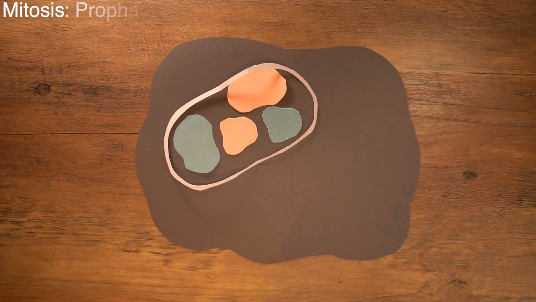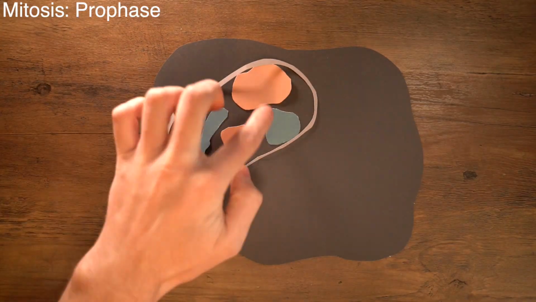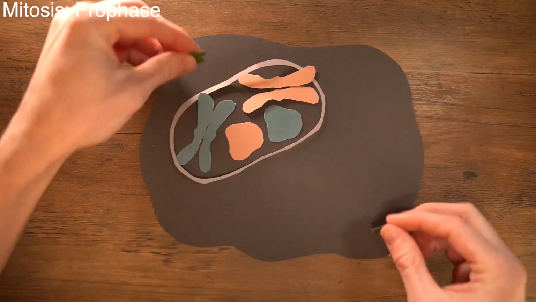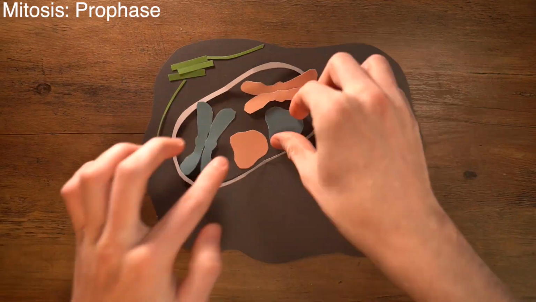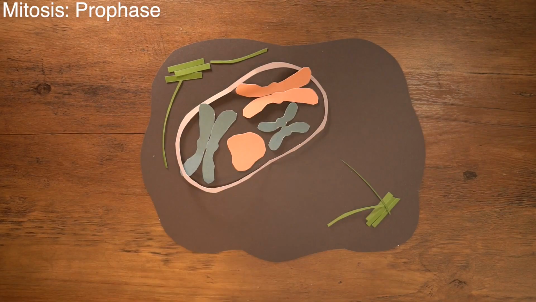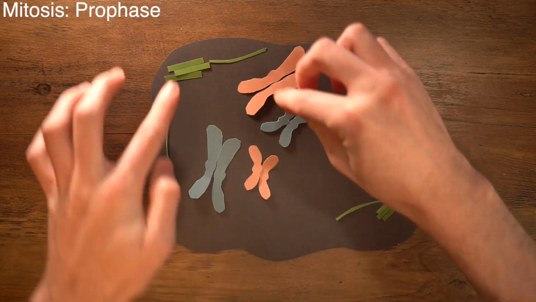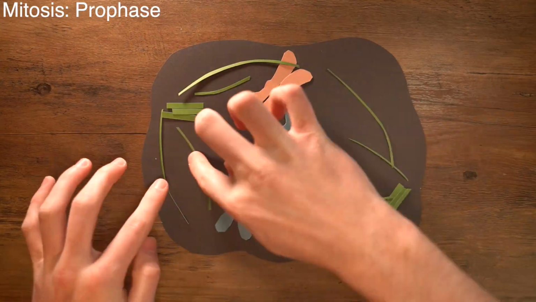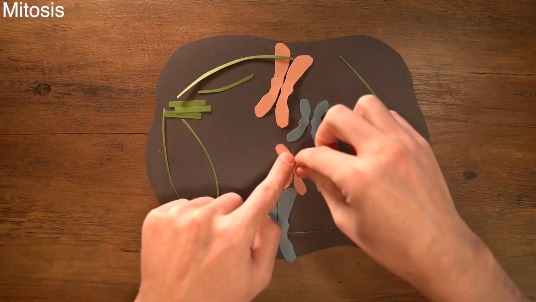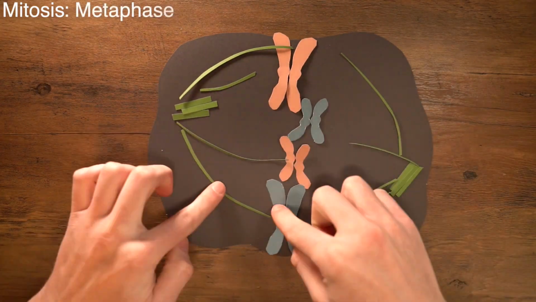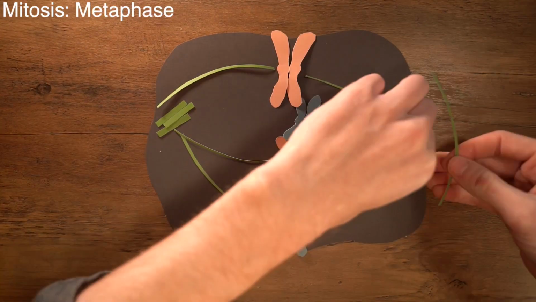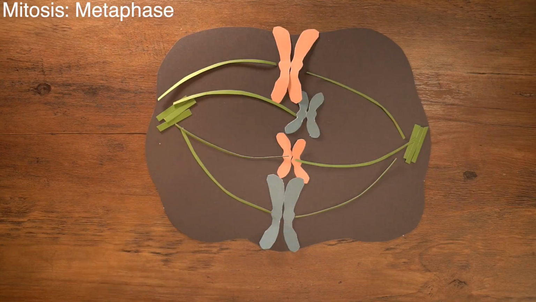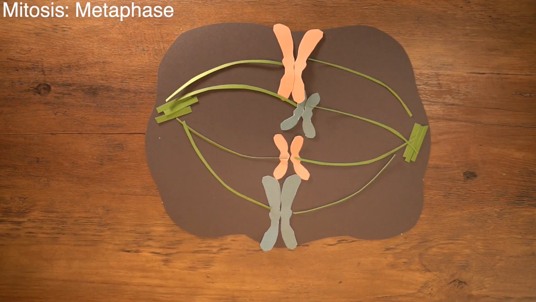In prophase, the chromosomes begin to condense, becoming visible. Spindles emerge from the centrosomes, and the nuclear envelope begins to break down. As the chromosomes continue condensing, kinetochores appear at the centromeres, joining the sister chromatids. The centrosomes move towards opposite poles and begin orienting the chromosomes along the metaphase plate.